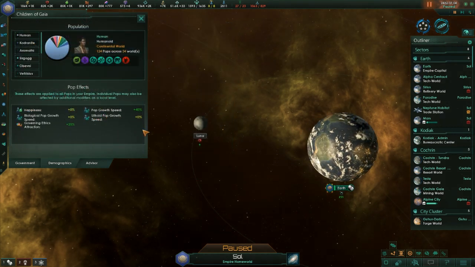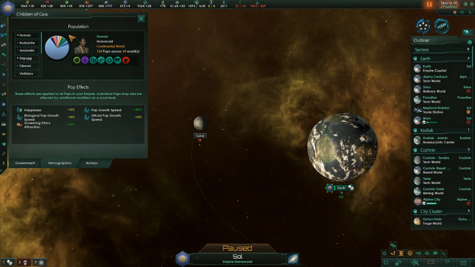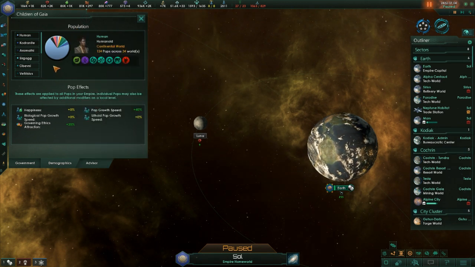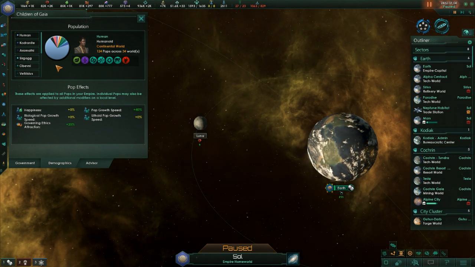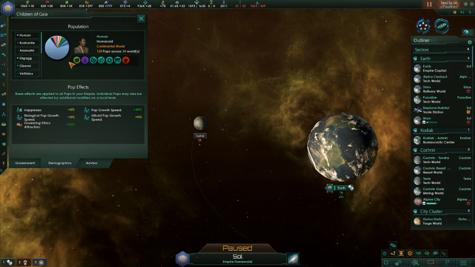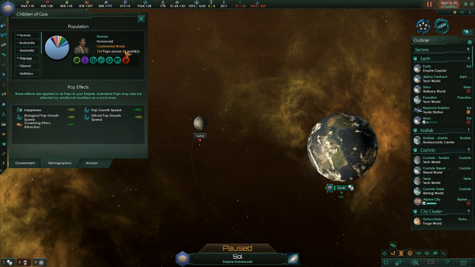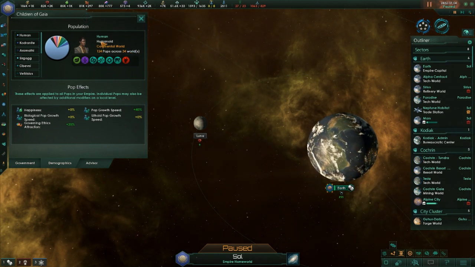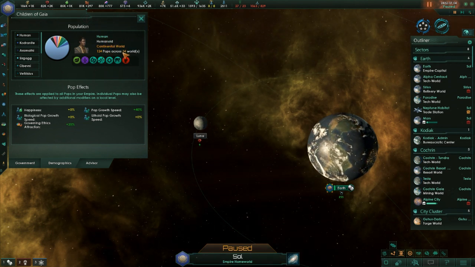Now we've got this little demographics button. The demographics tells you all about your populations. This game has been going on for 232 years, and I am a kumbaya empire that loves everybody and wants to get as many people in my worlds as possible. According to this, I have 124 population units across 34 worlds. Or at least I have 124 humans across 34 worlds.